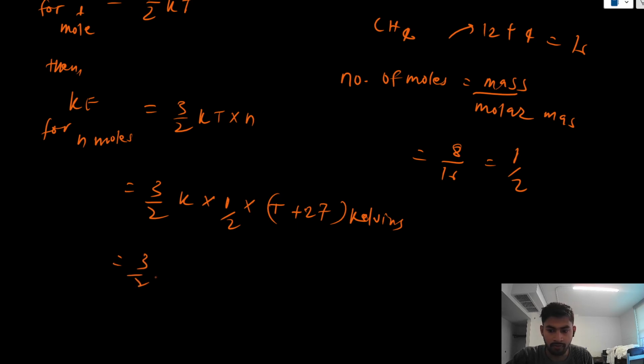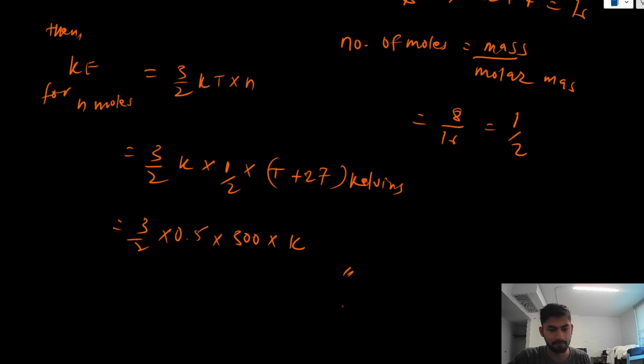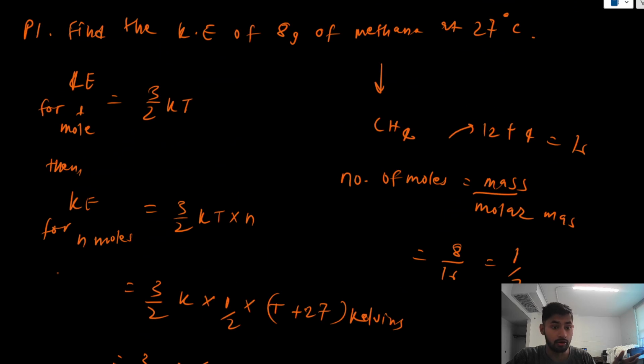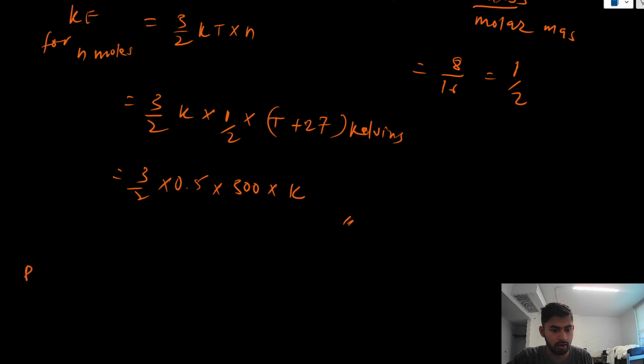So 3/2 times 0.5 times 300 times K. This will be your answer for the problem. Now we dive into problem 2.